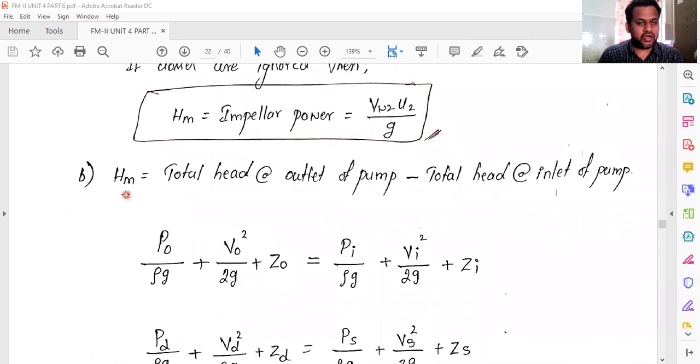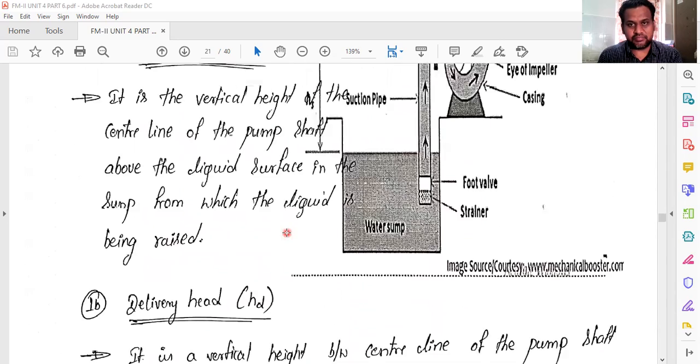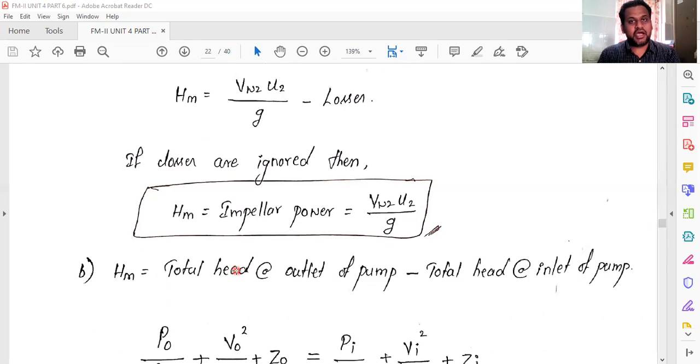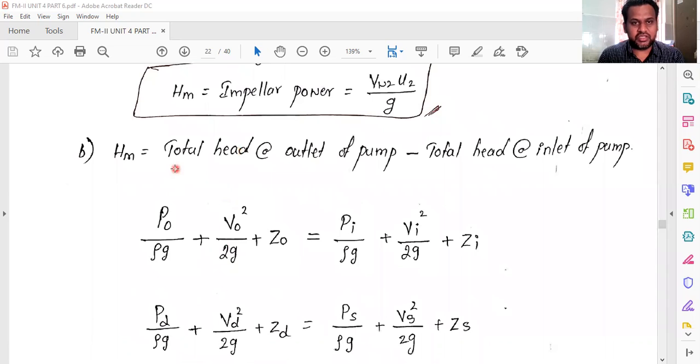Okay? The second one, how you are going to find out the manometric head, that is total head at outlet of the pump minus total head at inlet of the pump. So obviously, now you are measuring the difference between the head at the outlet and the inlet. So if you are applying Bernoulli's equation, at this location Bernoulli's equation and also at this location Bernoulli's equation, that is, at the outlet and inlet points you can apply Bernoulli's equation. That is total head at outlet of the pump minus total head at inlet of the pump.